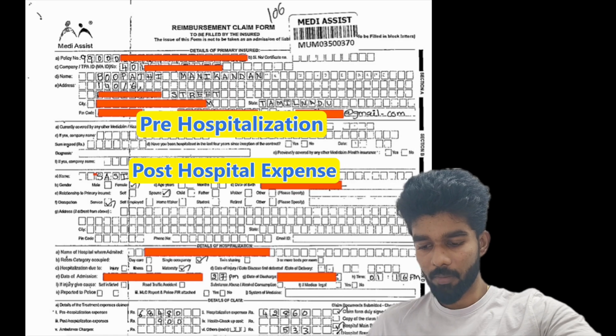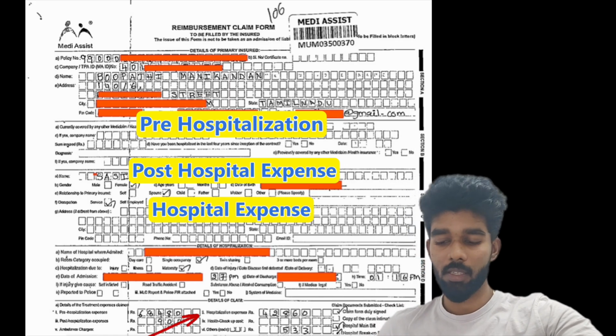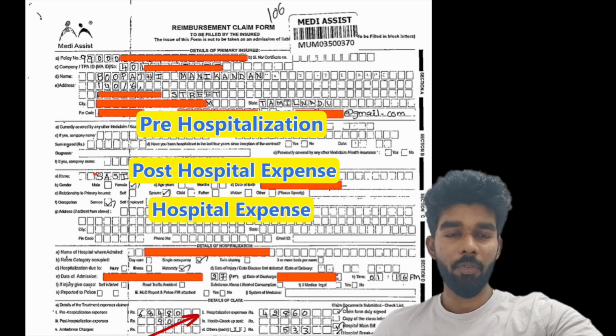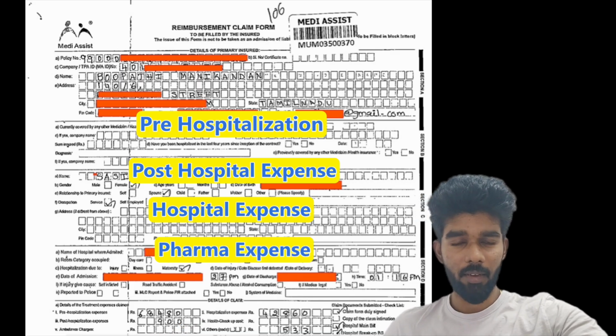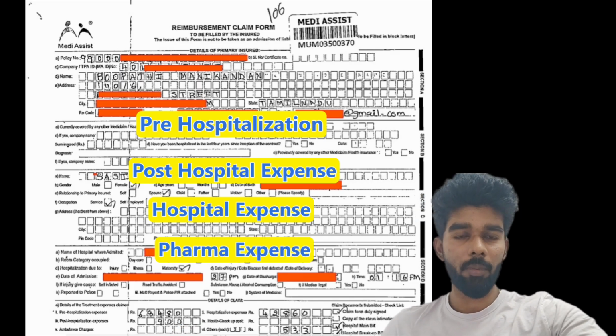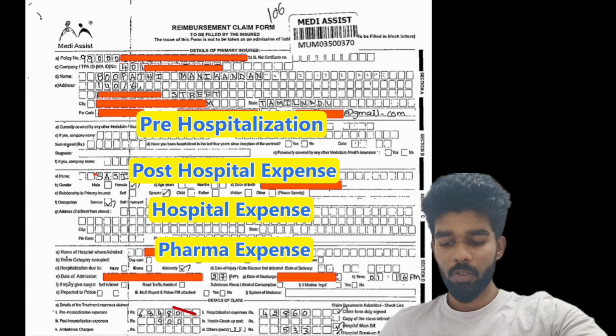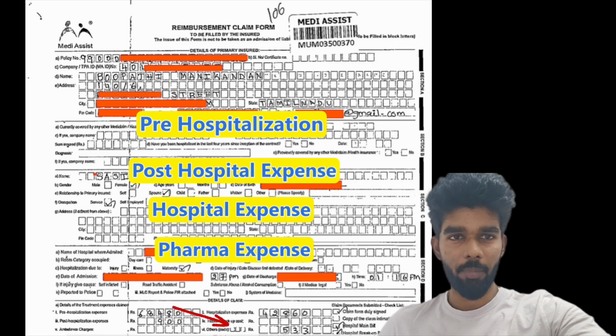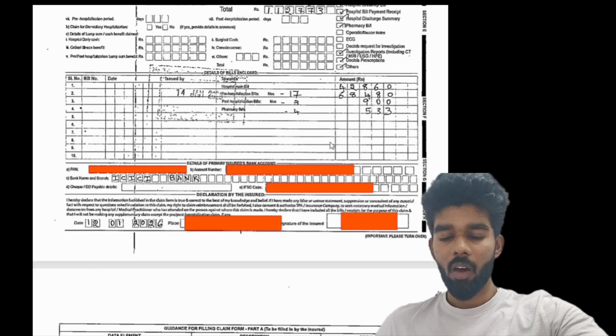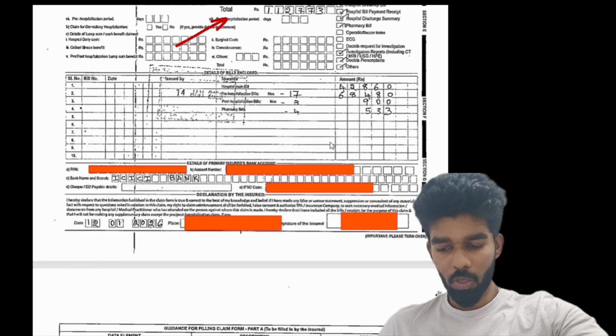The final bill is the hospital expense, that is the amount that you actually paid to the hospital before you left, right? And in the others, you do get pharma bills during the hospitalization, so I've filled in some of the pharma expenses that happened over there. Just calculate all the expense amounts and put it into the total here.